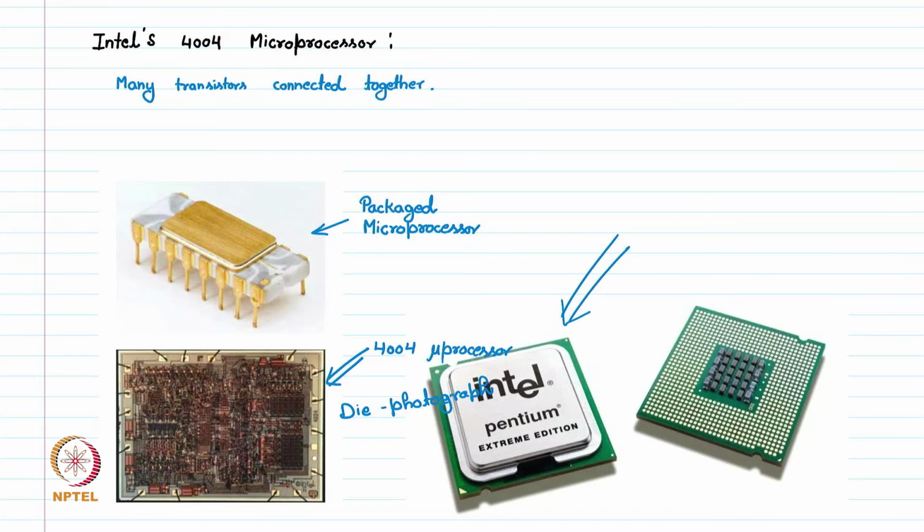We can see compared to the 4004, which has only 14 pins here, and here in all these small balls or small circles, these are all the pins. So, we can see there is a big pin count increase compared to the very first microprocessor.